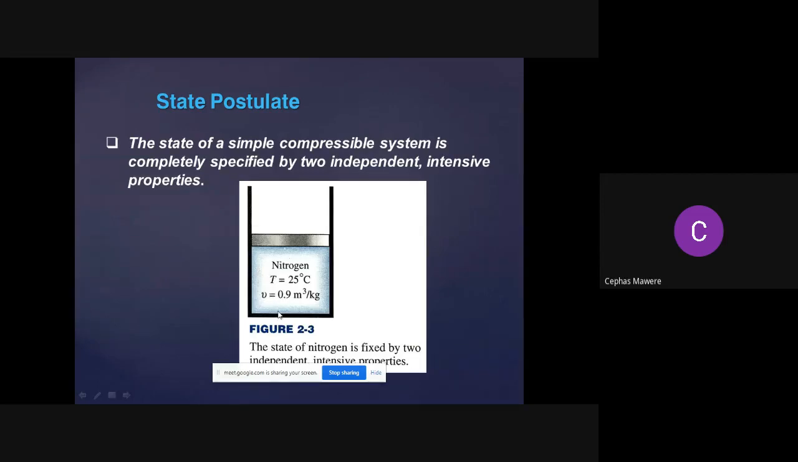Specific volume is a small letter v, written in this manner, whereas volume will be a capital letter V. So take note of the difference. The temperature is 25 degrees Celsius and the specific volume is 0.9 cubic meters per kg. Why are we saying it's specific volume? It means that this volume is dependent on the mass of the system. So if you are measuring the volume per kg, this becomes the specific volume for us.